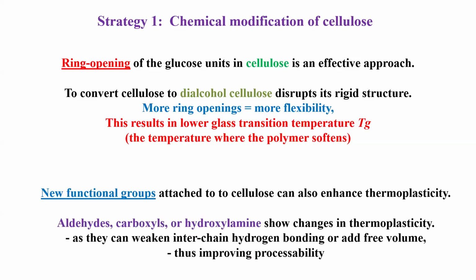Also, new functional groups can be attached to cellulose, so they can in turn enhance thermoplasticity. So aldehydes and carboxyls and hydroxylamine show clear changes towards thermoplasticity, and they can weaken interchain hydrogen bonding.